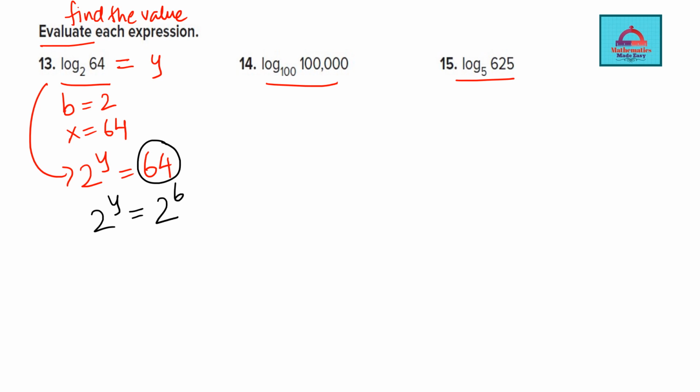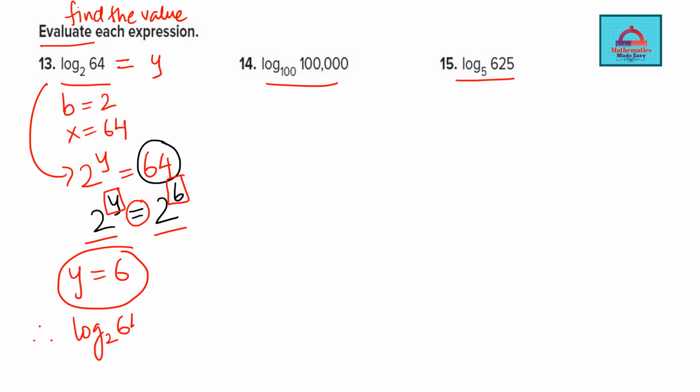Now we'll apply the property of equality, which says that if the two bases are equal, then the powers, the exponents, are also going to be equal. So that means y is equal to 6. Therefore, the question was asking you this value. So your final answer is log base 2 of 64, its value is equal to y, and y is 6. So this value is also 6. This is how you solve it.